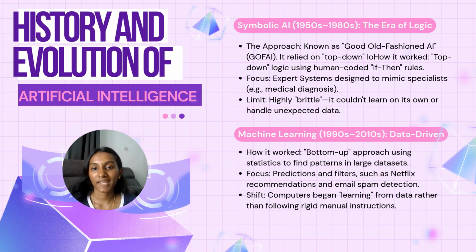We'll begin with symbolic AI, and it is also often called the logic based era. How did it work? It used a top down approach. Essentially, humans manually coded thousands of if then rules to tell the computer exactly how to think. This era was famous for expert systems. There were programs designed to mimic specialists like doctors to help with things like medical diagnosis.